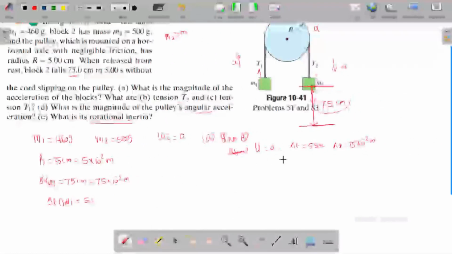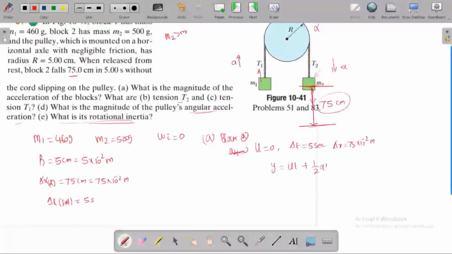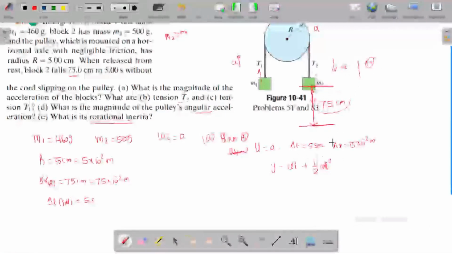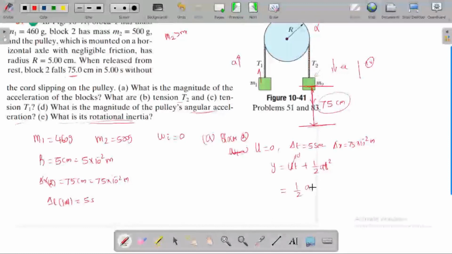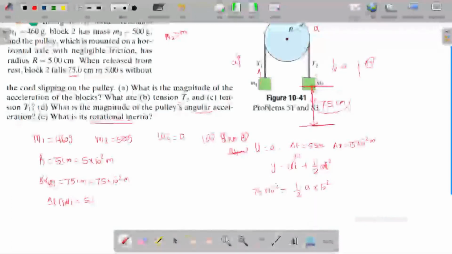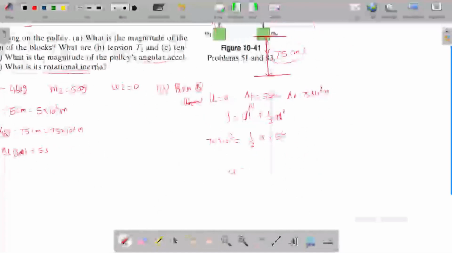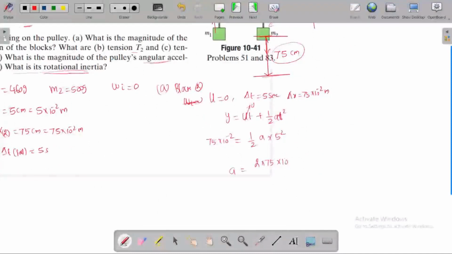So we choose the formula y = ut + ½at². Here I am choosing the downward direction as positive; as per our convenience, we may choose whichever direction. The initial velocity is 0, so y = ½ × a × 5², with displacement 75 × 10^-2 m. By solving this, we get the acceleration: a = 2 × 75 × 10^-2 / 25, which gives a = 6 × 10^-2 m/s².